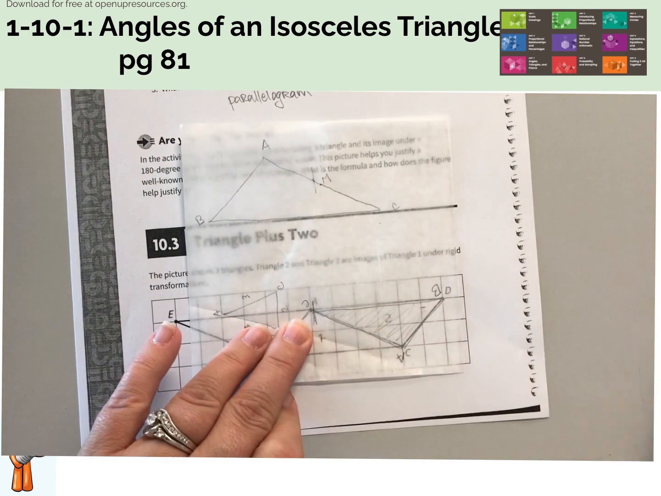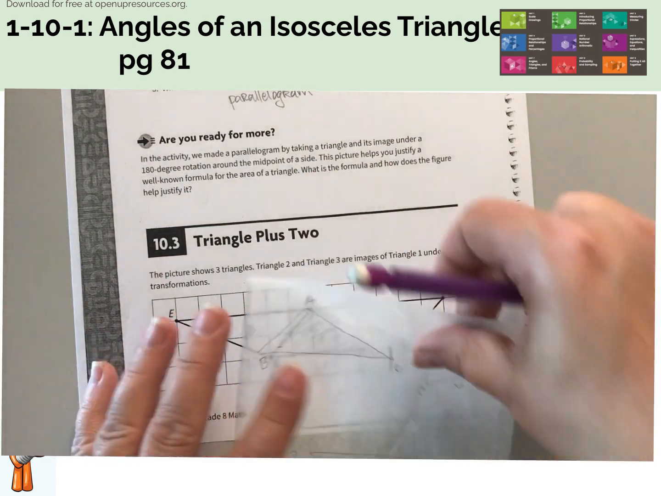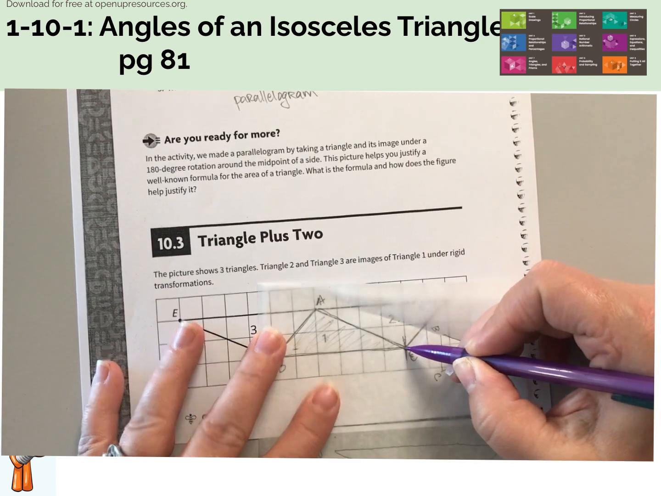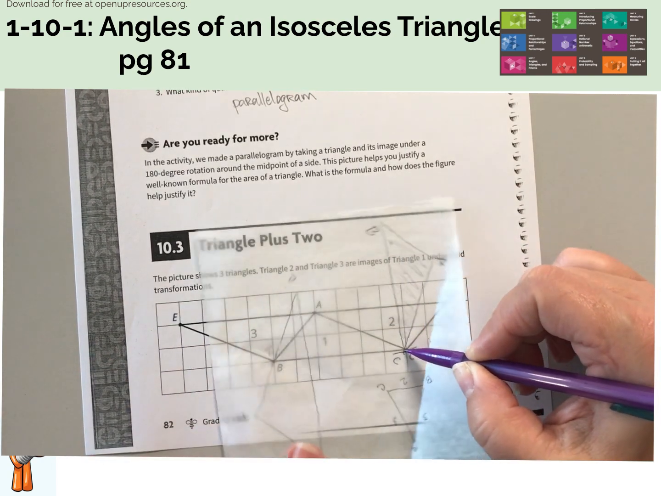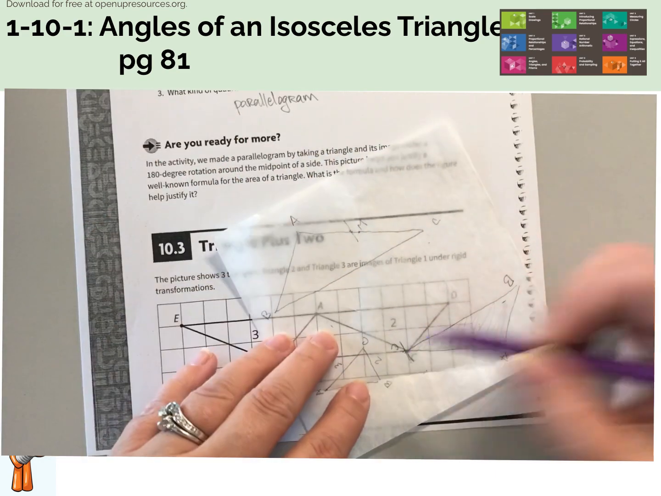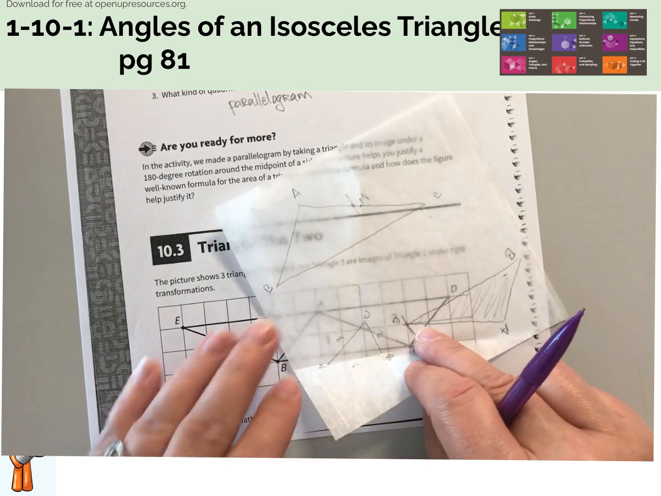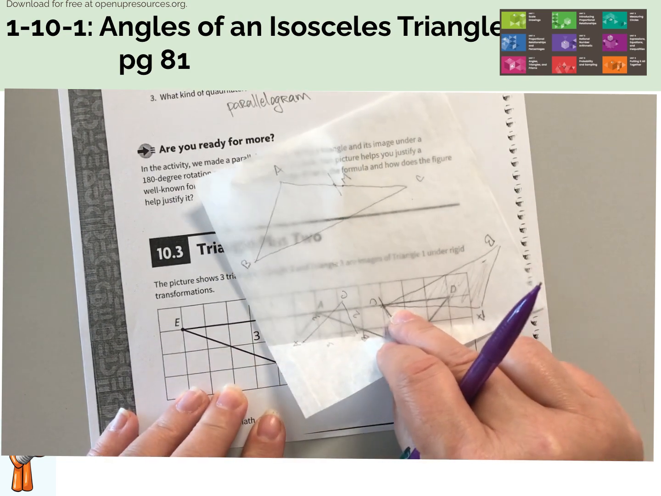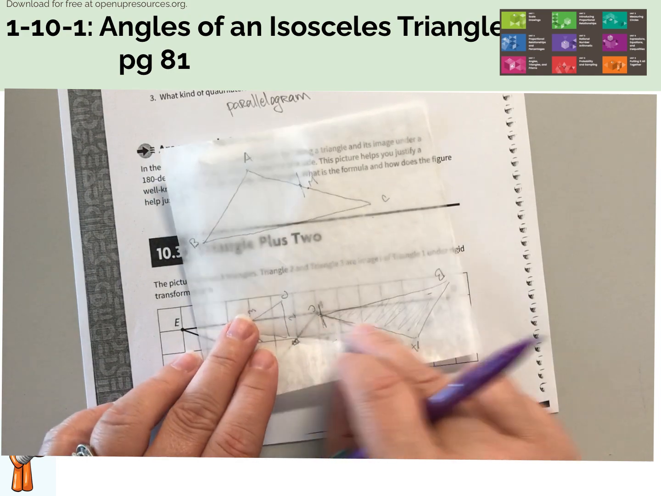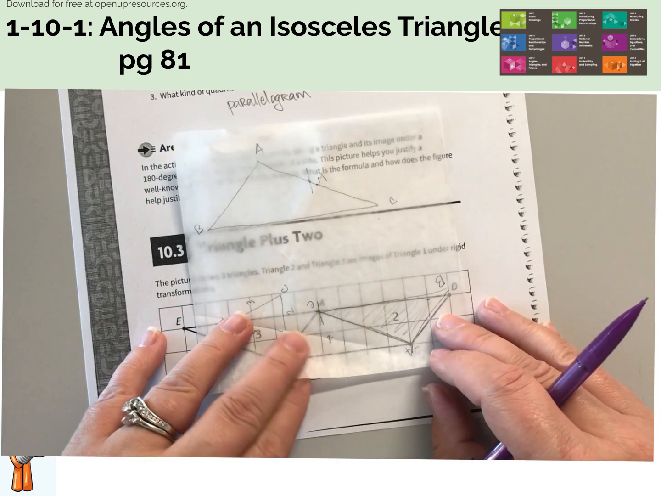So I'm going to show that to you one more time. I took this triangle, I rotated 180 degrees, okay. And then I went up 2, 1, 2, 3, 4, and then it's the same. So, okay, I'm going to go ahead and write that down.